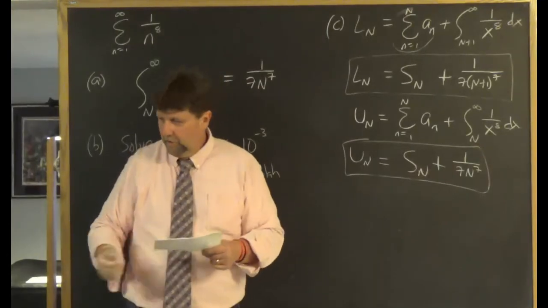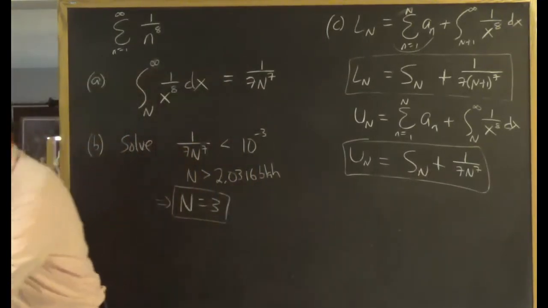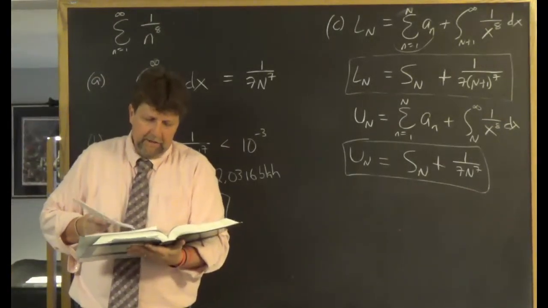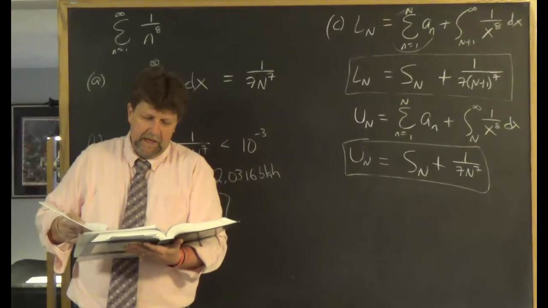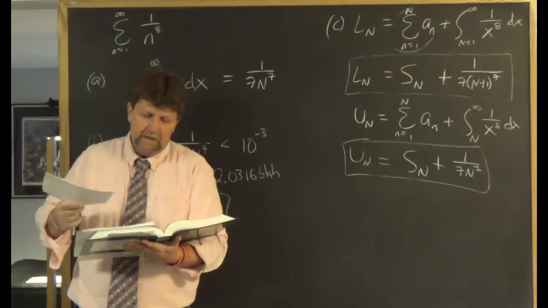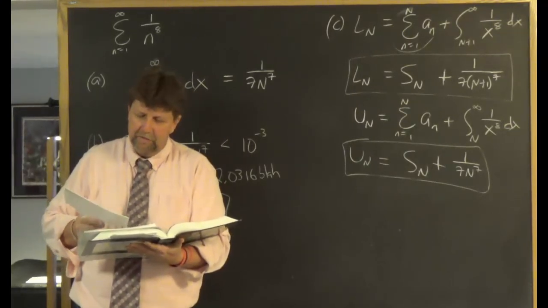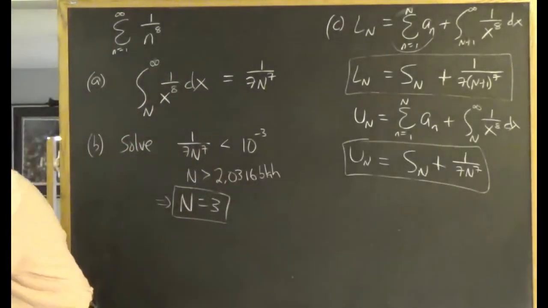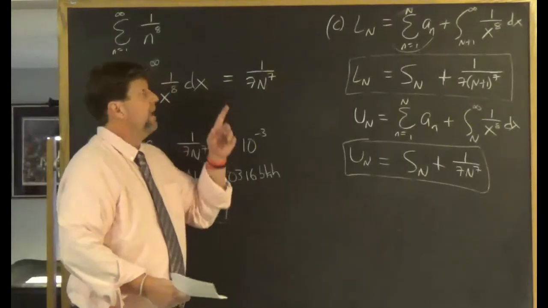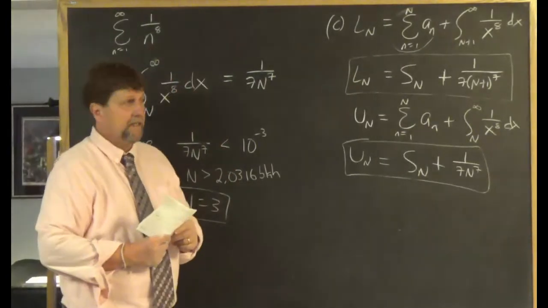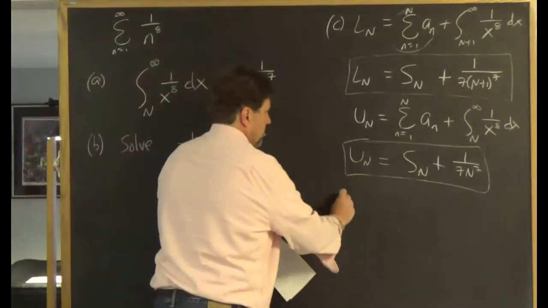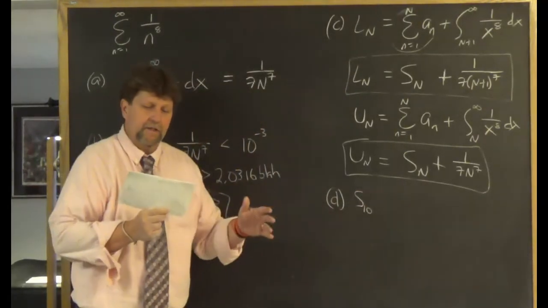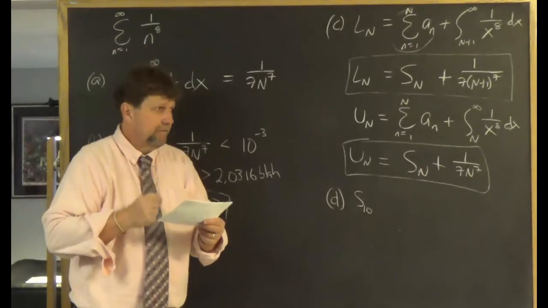So here's what's kind of cool. Part D, at least I hope. Part D: find an interval in which the value of the series must lie if you approximate it using 10 terms of the series. So we're going to approximate the sum of the series by just adding up the first 10 terms of the series. We're going to find just the sum of the first 10 terms.